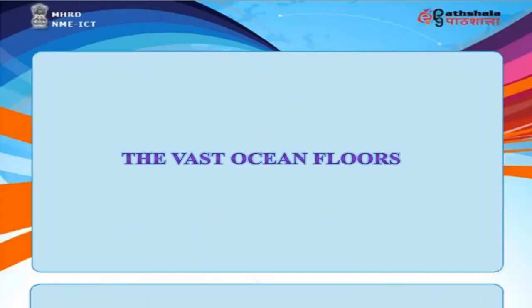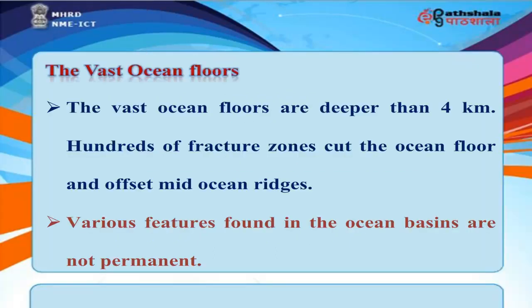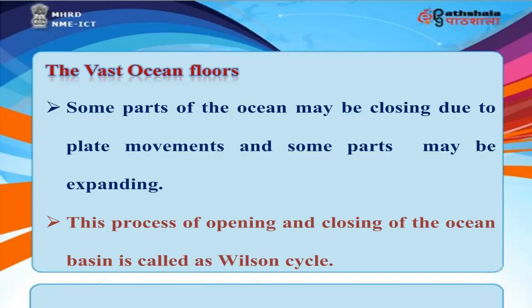The vast ocean floors. The vast ocean floors are deeper than 4 kilometers. Hundreds of fracture zones cut the ocean floor and offset mid-ocean ridges. Various features found in the ocean basins are not permanent. Some parts of the ocean may be closing due to plate movements and some parts may be expanding. This process of opening and closing of the ocean basin is called the Wilson cycle.